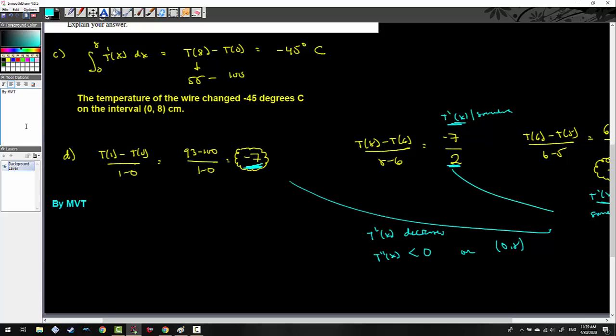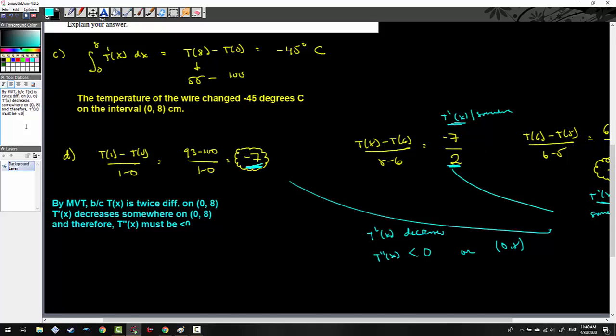So we can say, therefore, by MVT, because T of x is twice differentiable on 0 to 8, we can say that T prime of x decreases somewhere on 0 to 8, and therefore T double prime of x must be less than 0 somewhere on 0 to 8. So the answer ultimately is no, the assertion is incorrect.